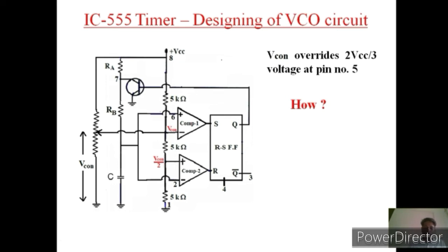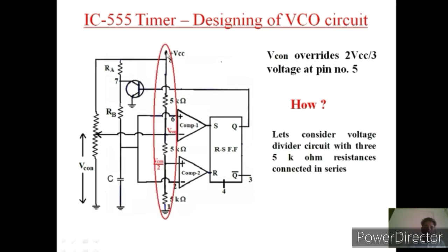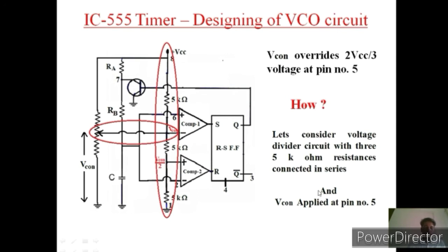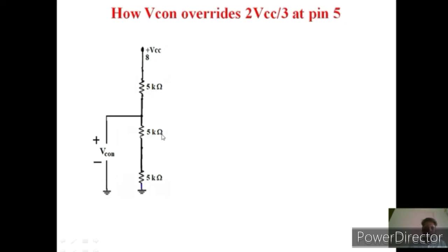In order to understand this, let us consider plus VCC and three 5 kilo ohm resistances which are connected in series. We also consider the power supply V control which is connected to pin number 5. Now let us try to analyze this circuit. Now this circuit comprises of two power supplies VCC and V control and three 5 kilo ohm resistances.